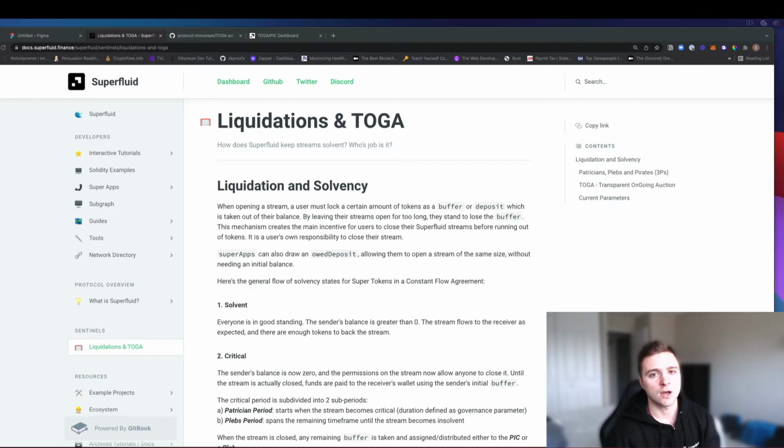And to really understand how a Sentinel is incentivized, we need to talk through both the specifics of each solvency state, what happens when a token balance hits 0, and then we need to talk through how a Sentinel is actually compensated, because it isn't as straightforward as just the Sentinel will receive the entirety of the buffer amount. It's a bit more nuanced than that. So here in our docs, we have a nice section on liquidations and TOGA, it's called. I'll explain what TOGA means in just a second, don't worry.